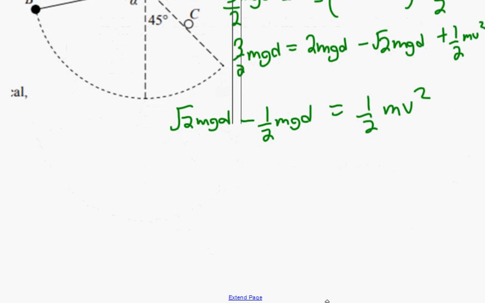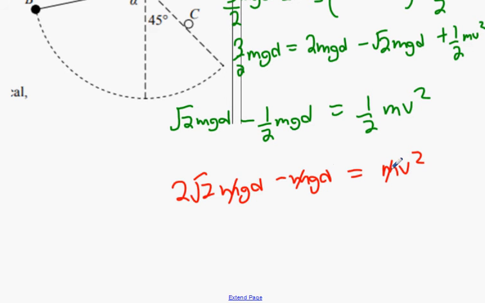Multiply both sides by 2. 2 root 2 mgd minus mgd equals mv squared. The m's can get lost. The v can be, yeah, we got it. We have it locked up, guys. It's the square root of gd times 2 root 2 take away 1.